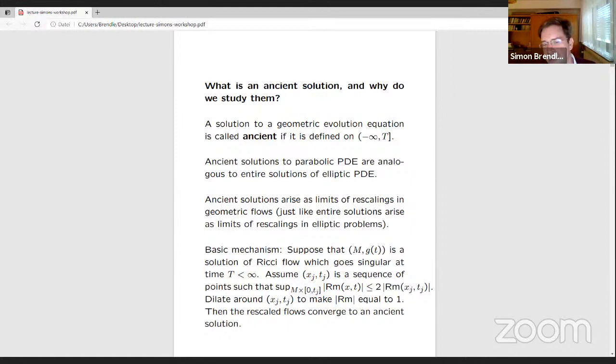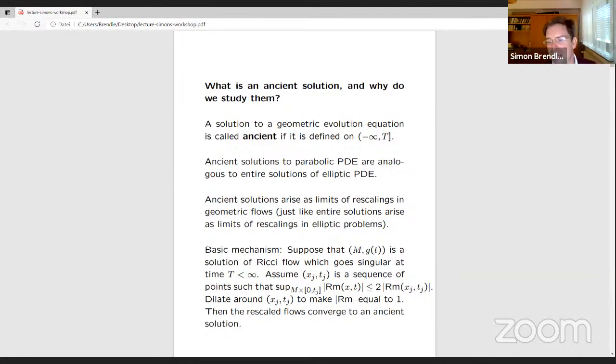And yes, so that means if you take the supremum of the curvature over all previous times, then that's less than maybe twice the curvature at the point (x_j, t_j). And of course, there's nothing special about the number 2. All I need is that there's some constant. So then under this assumption, I can dilate around (x_j, t_j) to make the curvature 1. Okay, I can always do that, of course, but under this assumption, I can pass to a limit, and then the limit will be an ancient solution.